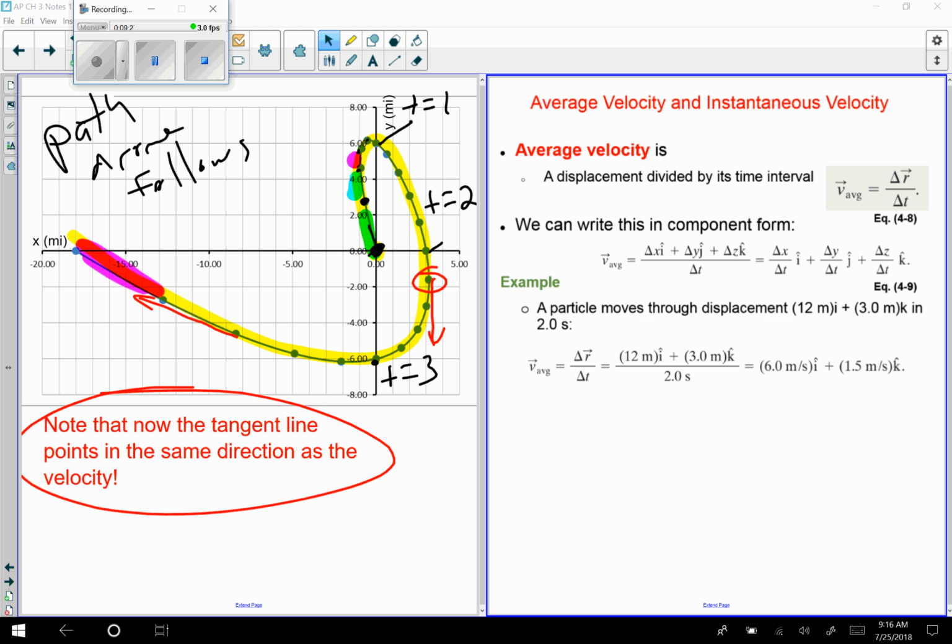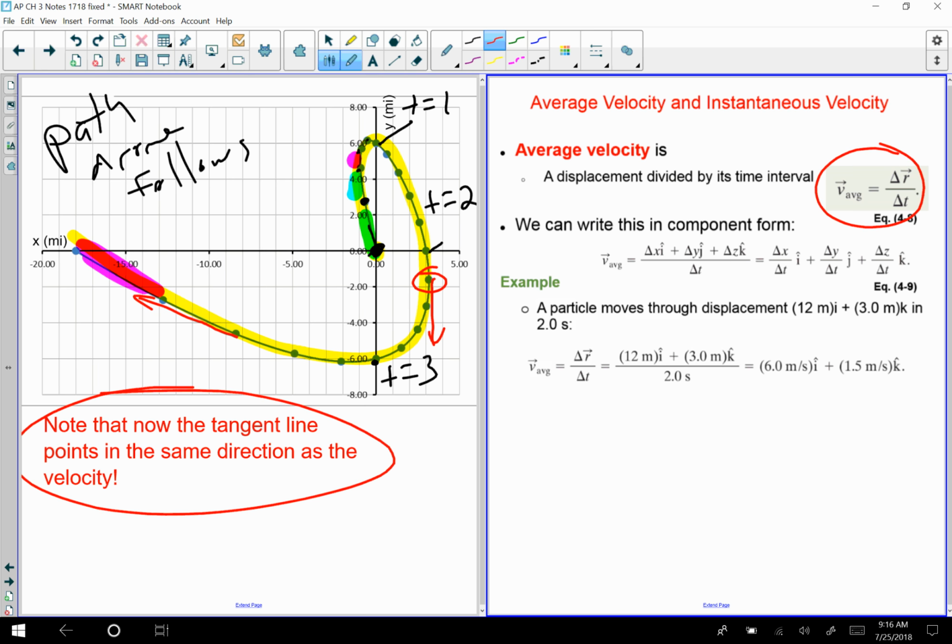All right, so now let's talk a little bit more about the idea of velocity. In the same way that we keep track of position and displacement in terms of our x and y components, the i and j parts, we're going to do the same thing with velocity, okay? And so what we have then is this. Average velocity is change in position divided by time, okay? So it's exactly the same thing as we learned before, all right?